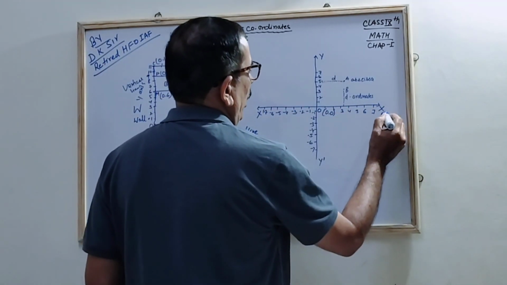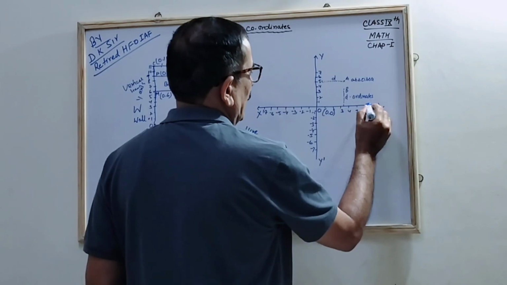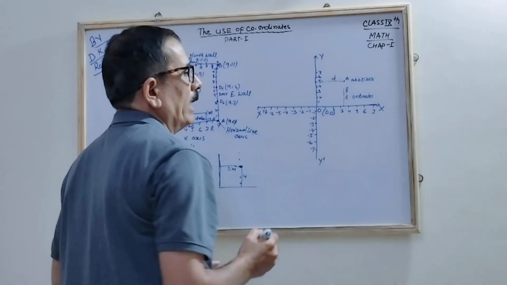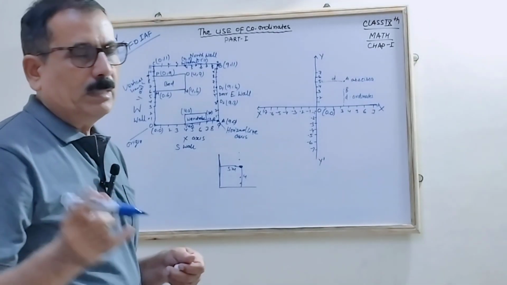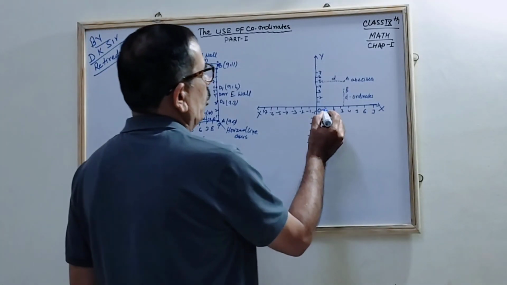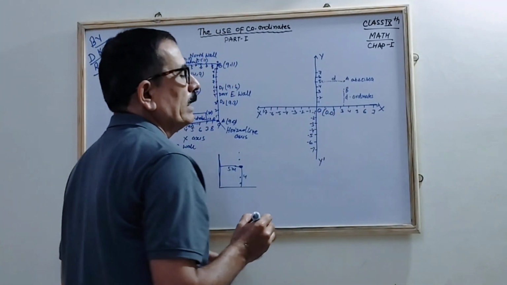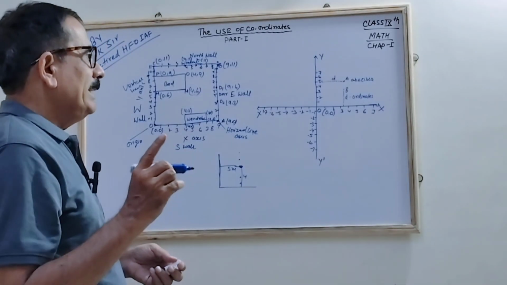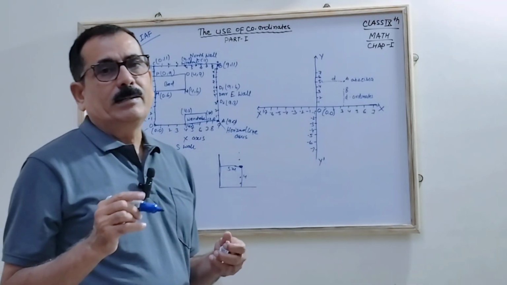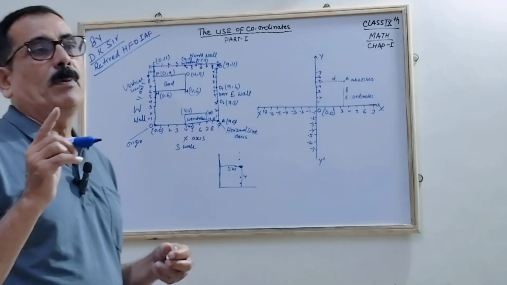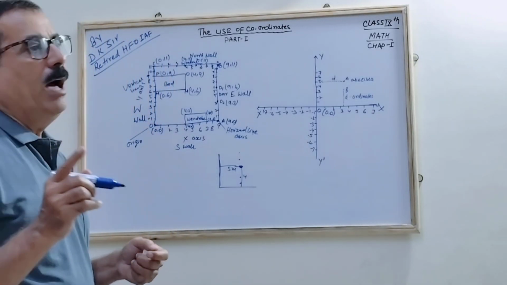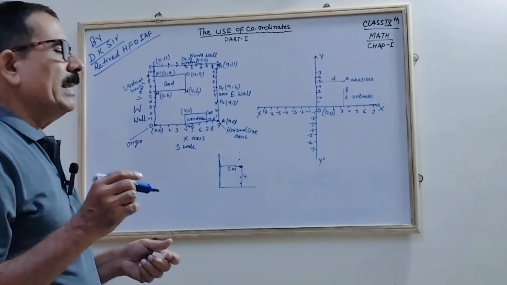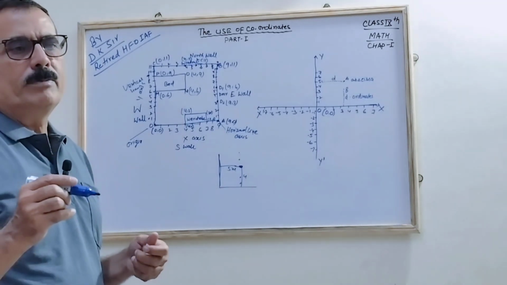The horizontal line is called the x-axis, and the vertical line is called the y-axis, correct? Where both intersect is called the origin. Its coordinates are (0, 0). So remember, the distance from the y-axis to a particular point will be the value of the x coordinate, and the distance from the x-axis will be the value of the y coordinate.